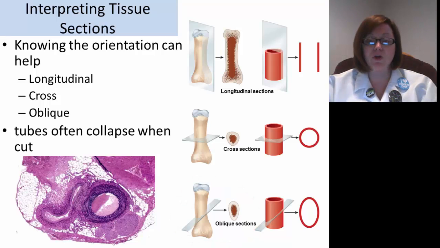And if you look at the cut bone in each of these, they look quite different. And so knowing the way that a cut was made can be helpful for interpreting a particular tissue. Right? That longitudinal bone looks very different than that cross-section bone. The same is true for tubes. When tubes are cut, it helps to know their orientation.